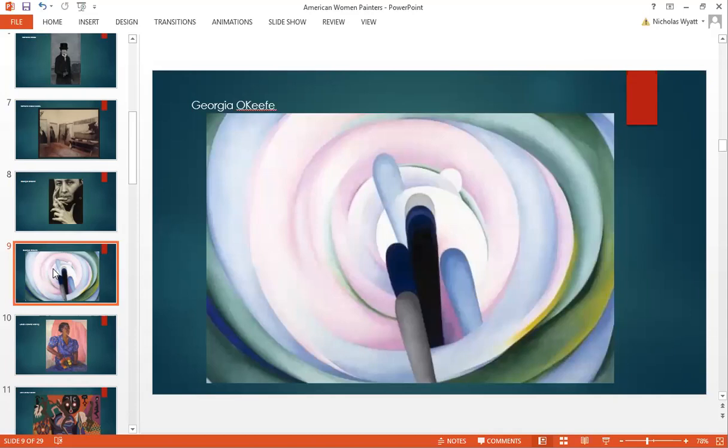O'Keeffe, like many modernists working in America at the time, had seen a very important show, the Armory Show in New York in 1913. And that was basically exhibiting for the first time all the avant-garde painting from Paris, artists like Matisse, Picasso, Braque, Derain, and I think Kandinsky was in it. And you can see O'Keeffe is influenced by ideas of modernist abstraction.